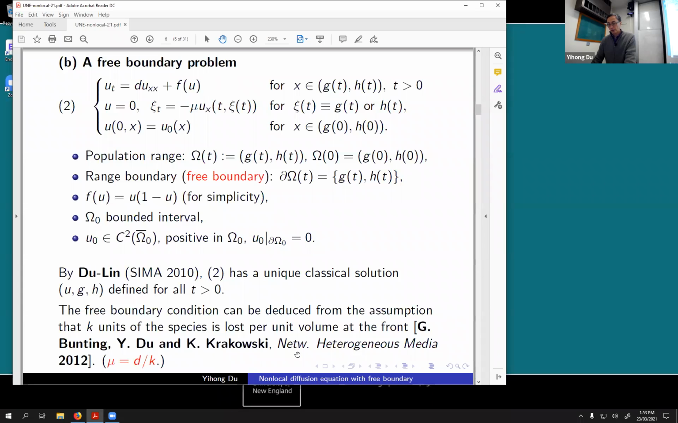In a later paper, by the way, with Gary Bunting and Chris Krakowski, actually, they were our former colleagues. They are no longer in Armidale now. So we looked at these, and we could deduce these with an ecological assumption. That is an assumption, not a law. So if we assume that k units of a species is lost per unit volume at the front, at the boundary of the population range, then we can deduce these, and mu is just D over k.